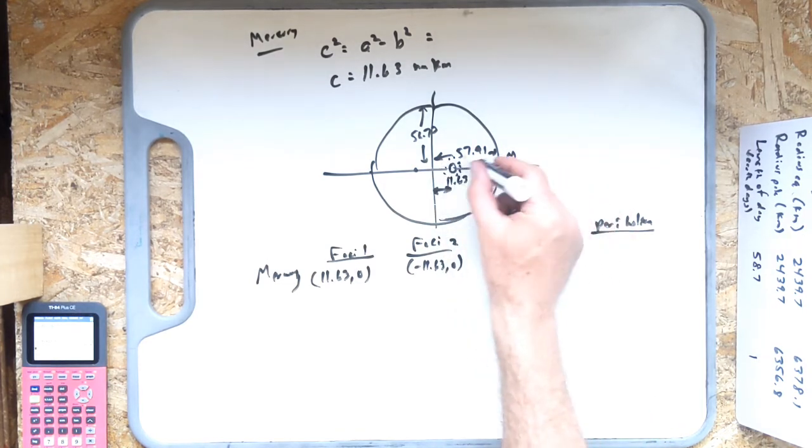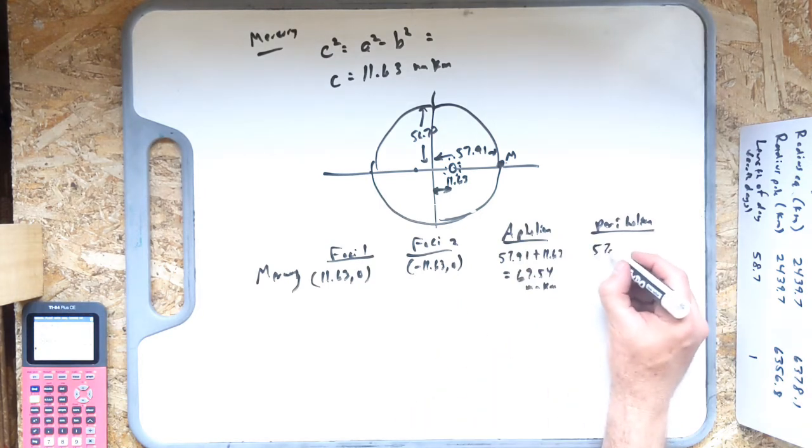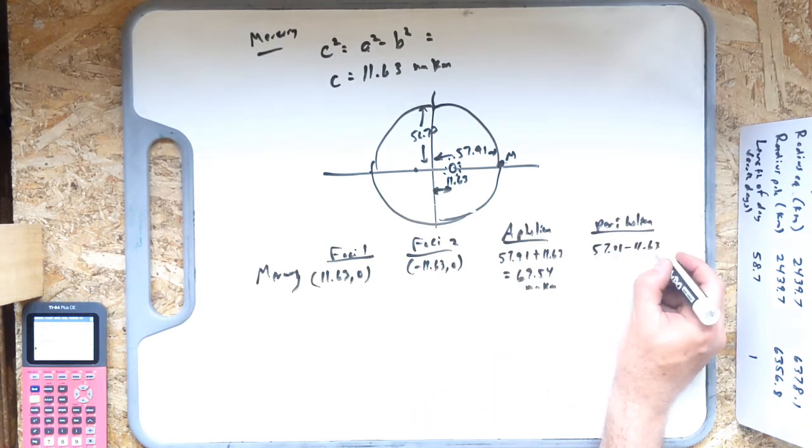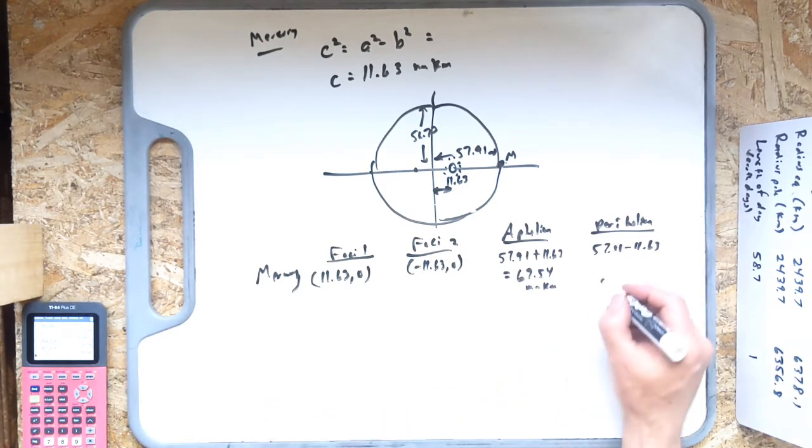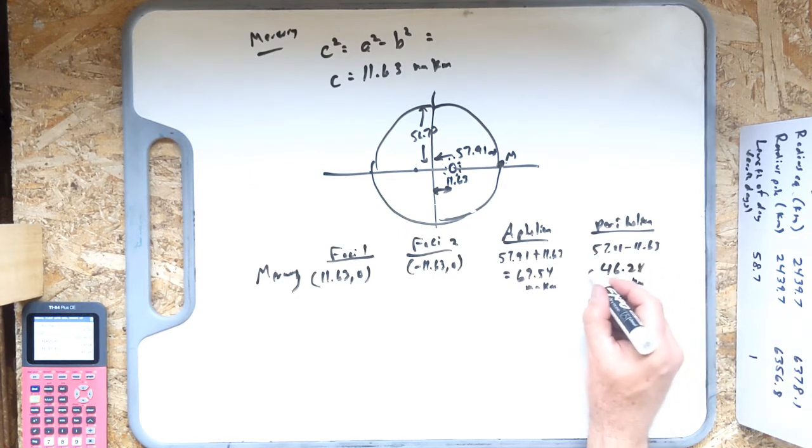And then the closest is that 57.91 minus 11.63. Okay, and that's 46.28 million kilometers. So that's a huge difference, which, by the way, makes a massive difference in the temperature of the planet when you're here versus here. Okay, the last section wants you to graph that.